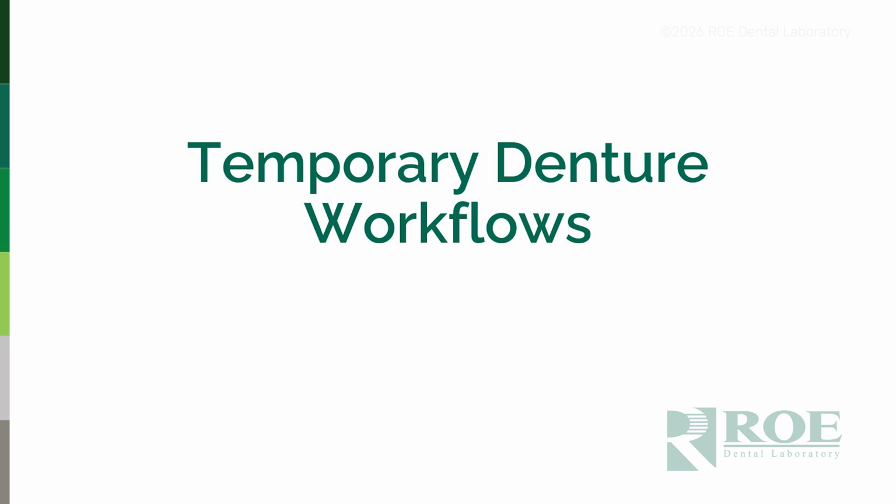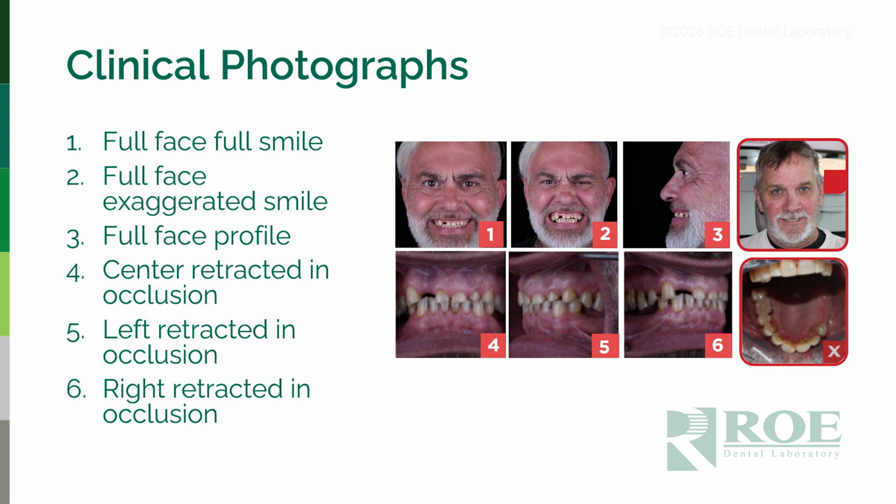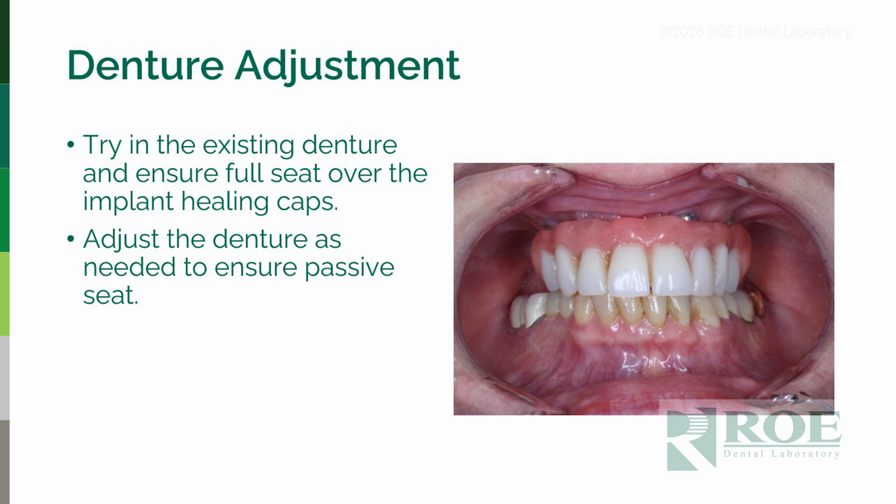The second workflow is the temporary denture workflow. So again, we're going to follow each of the pathways. The photographs are exactly the same. Okay, so there's no difference there. However, if the patient is wearing a temporary denture, you're going to start with this process. You're going to try it in, hopefully the patient's already wearing it, but you want to make sure that this temporary denture seats comfortably over the MUA caps or the implant healing caps in the patient's mouth. And if you need to adjust it, then you need to adjust it to make sure that this denture seats fully.